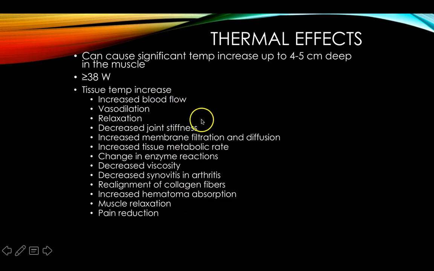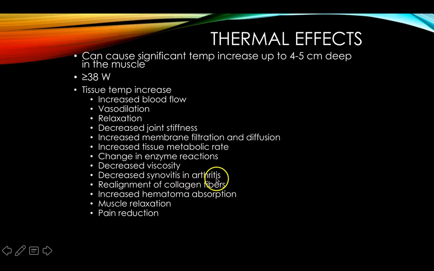Depending on the level of heating that we get, increased blood flow, vasodilation, relaxation of the tissue, decreased muscle spasms and muscle relaxation, decreased joint stiffness, increased membrane filtration and diffusion. So again, that helps, especially we see a lot of benefits with old hematoma reduction, deep in the muscle tissue. Increased tissue metabolic rate, changes in the enzyme reactions, decreased viscosity, and again we have that large stretch window that we can be working with.